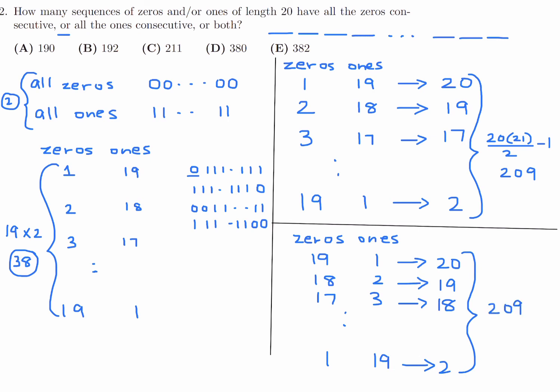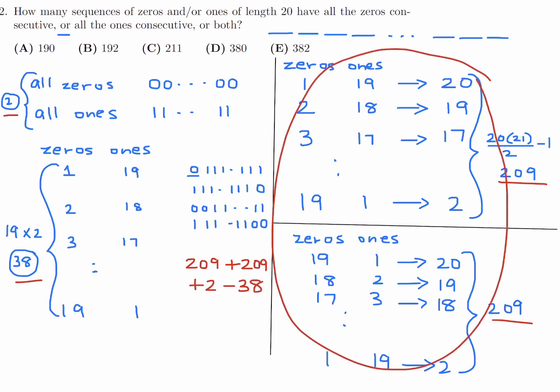So at the very end, be careful now. We've got to add, obviously, the 209 plus the 209 plus this 2 at the very beginning, and then subtract from this 38, because remember, this is counted in here already.